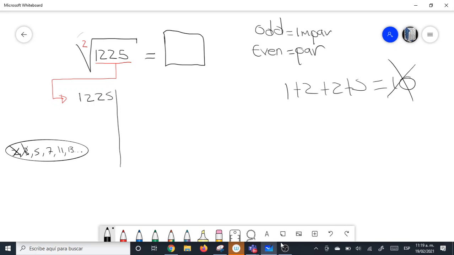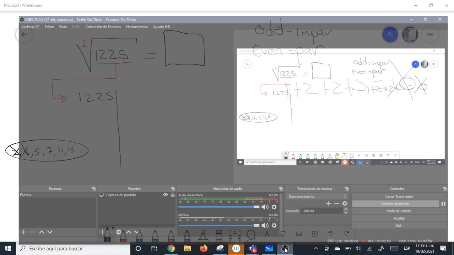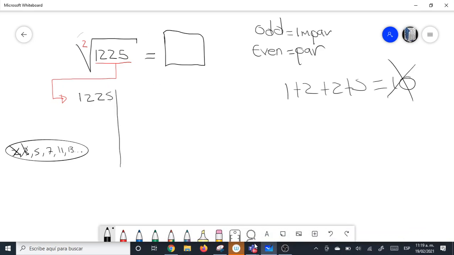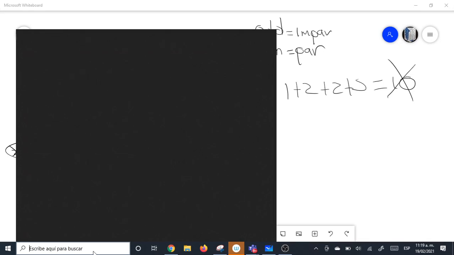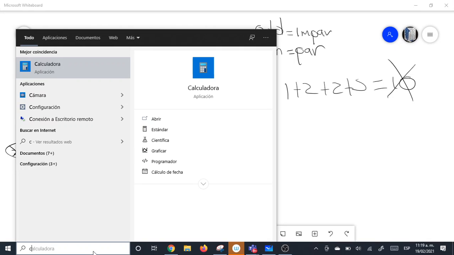Is it divisible by 5? Yes, it is divisible by 5 because it finishes in 5. Remember that in order to know if a number is divisible by 5, it has to finish in 5 or in 0. So we do it with 5. The division of this by 5, I am going to do with a calculator for the sake of making this fast, but you can do it very well by hand.